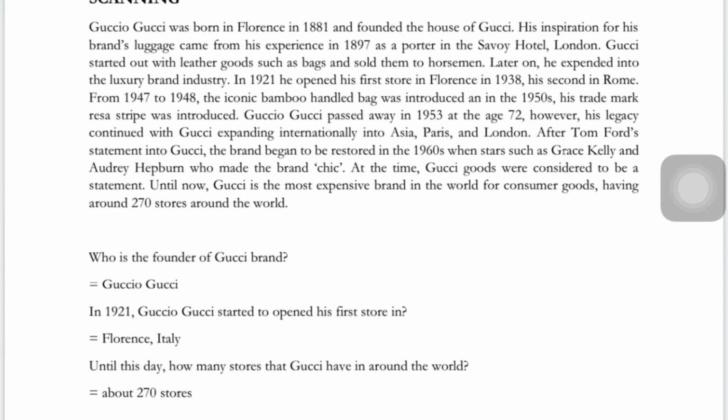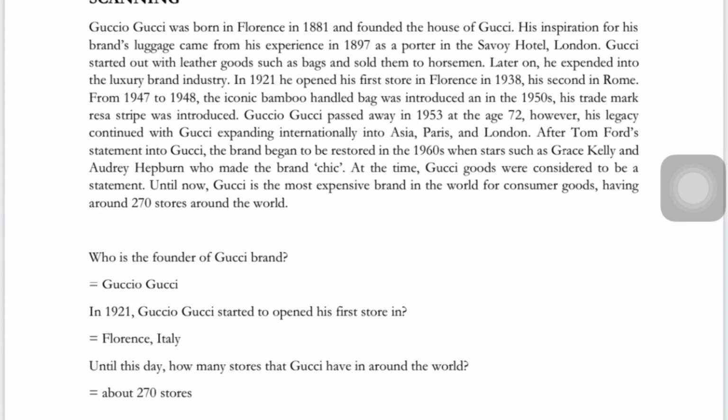Second question is, in 1921, Guccio Gucci started to open his first store in, you just look at the main word, 1921, and we just look in the text for 1921, and we can find out that in 1921 he opened his first store in Florence. So the question is, where did Gucci start to open his first store? It's located in Florence, Italy.